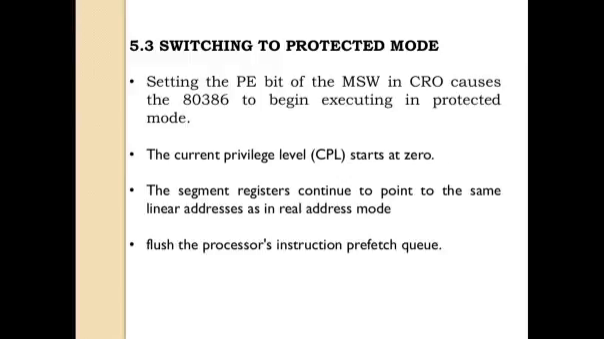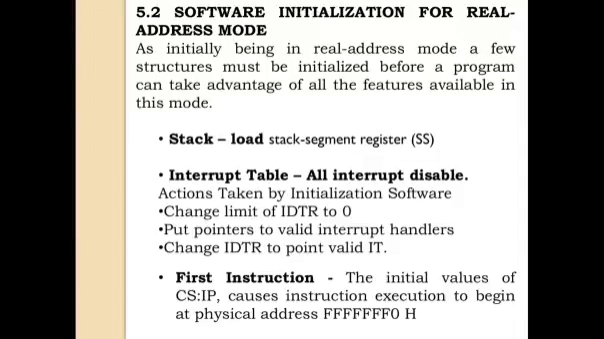A jump forces the processor to discard the invalid information from the prefetch queue, and it will prefetch the next instruction from the specified address. As we have mentioned, that is the address where execution will start, the first instruction after initialization.